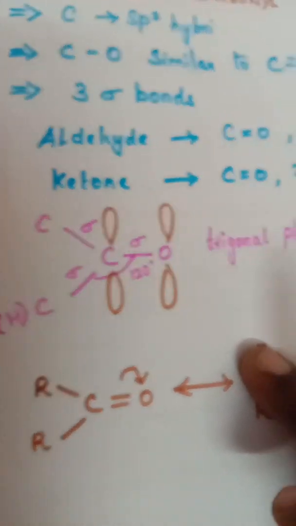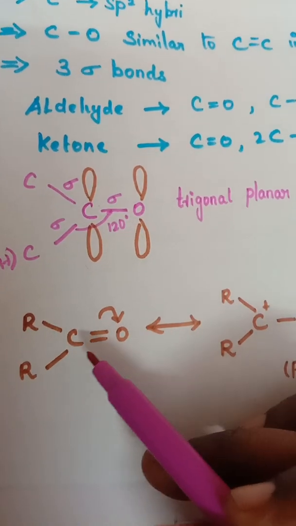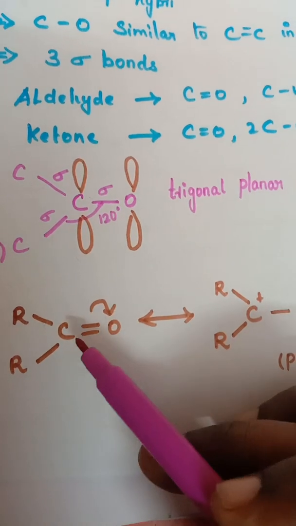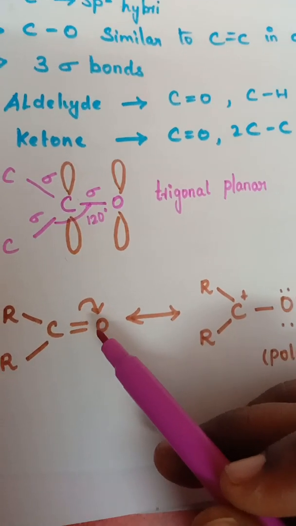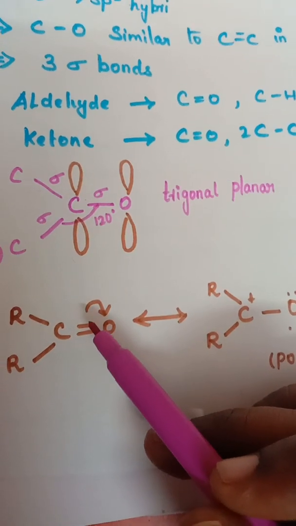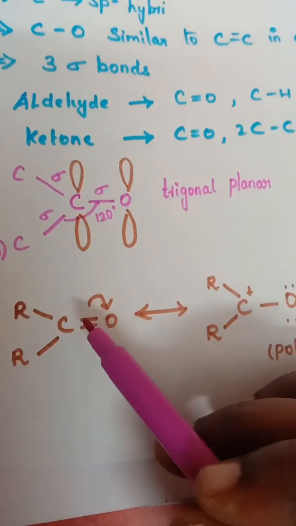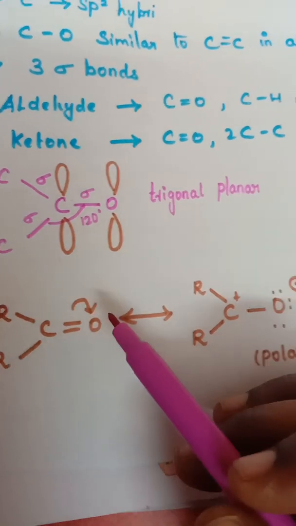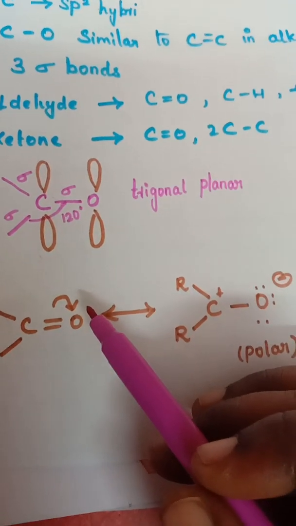So now it forms a stabilized resonance structure. How does it come? Here the carbon is less electronegative when compared to oxygen. The bond is between carbon and oxygen, right? Since oxygen is more electronegative, it tries to pull the bond towards itself. As it is pulling, it attains a positive charge, and here the bond changes. Since it is gaining electrons, it changes to minus.